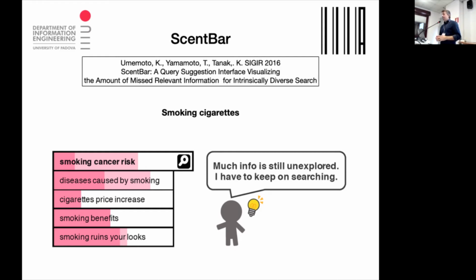So the nice thing about this approach, called SearchBar, is that the user has these colored bars with different query variations proposed by the user and also by the system automatically. And then you have these colored bars where the user has the possibility to see an estimate of how much information you still have to look for in order to, for example, complete the task of retrieving information about smoking cancer risk, and so on. So this is a very nice way to see different aspects of the same information need and how much information is missing in the collection, okay?